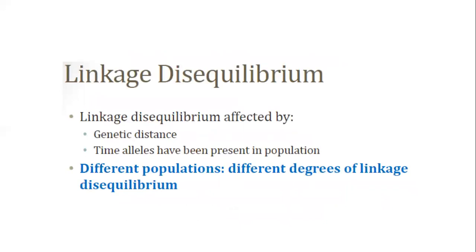And please memorize that linkage disequilibrium is affected by genetic distance and the time the alleles have been present in the population. Different populations have different degrees of linkage disequilibrium. This concludes our topic about genetic mapping and Mendelian genetics.